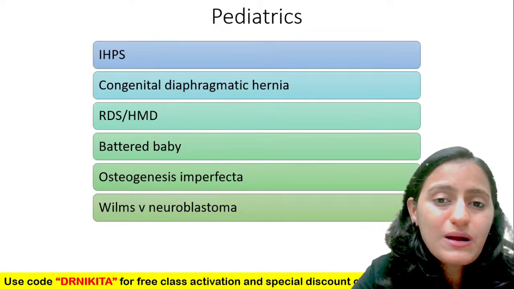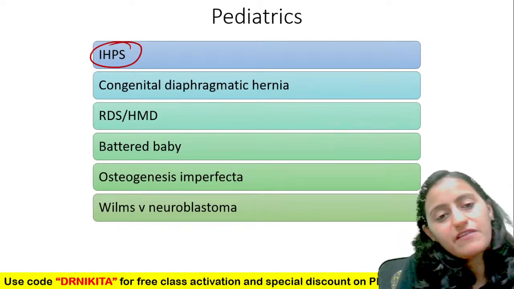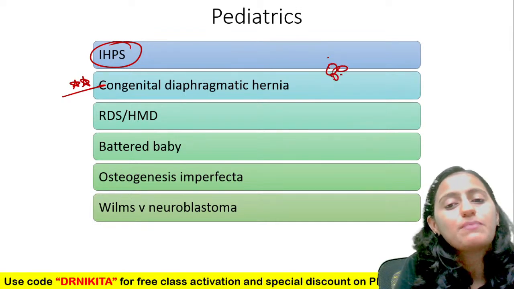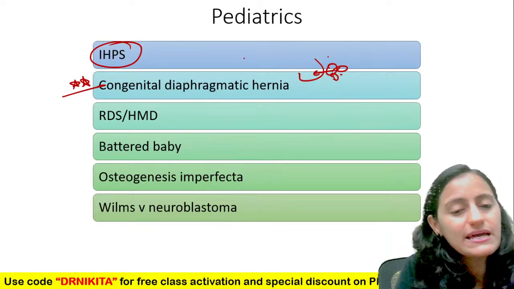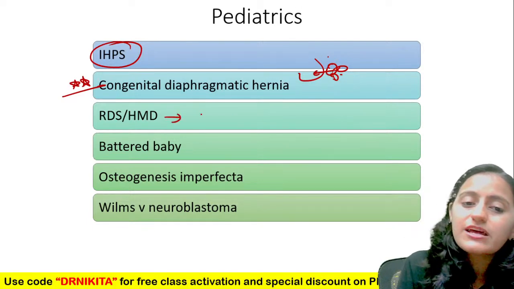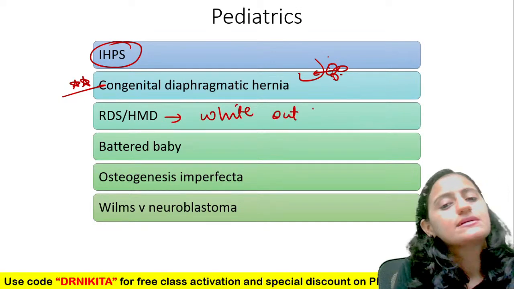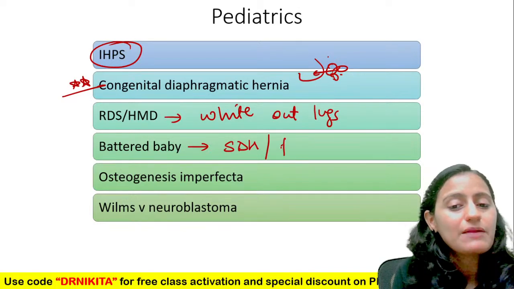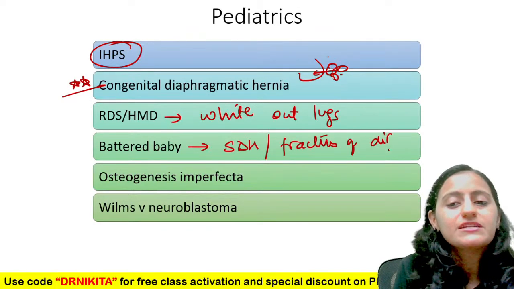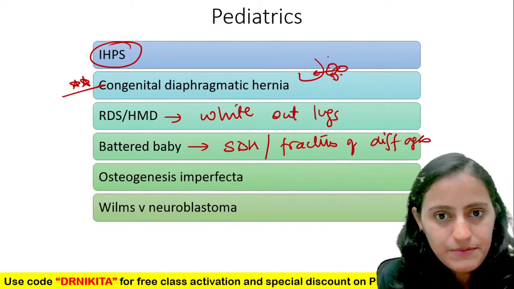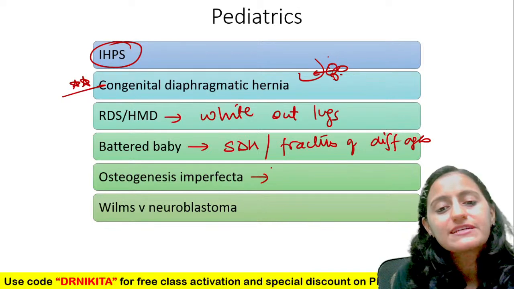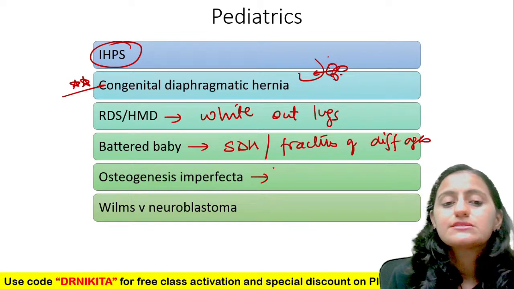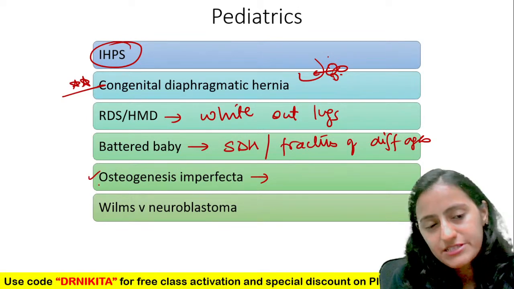Now coming to some important ones in the pediatric part of radiology, IHPS we have already discussed. This is very, very important. Congenital diaphragmatic hernia, where you will see the bowel loops pushing the heart to the opposite side in the thorax. In RDS or HMD, you will have white out lungs, hypoinflated white out lungs. In battered baby, there will be presence of SDH and multiple fractures of different ages. Osteogenesis imperfecta is basically a young child with multiple fractures.